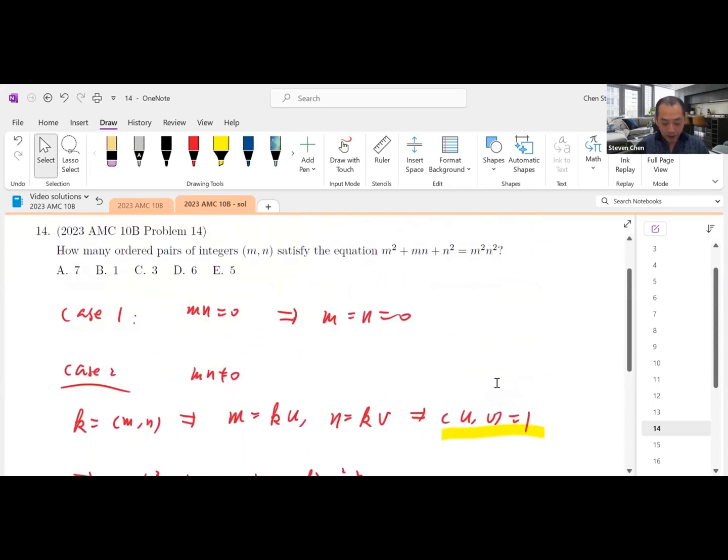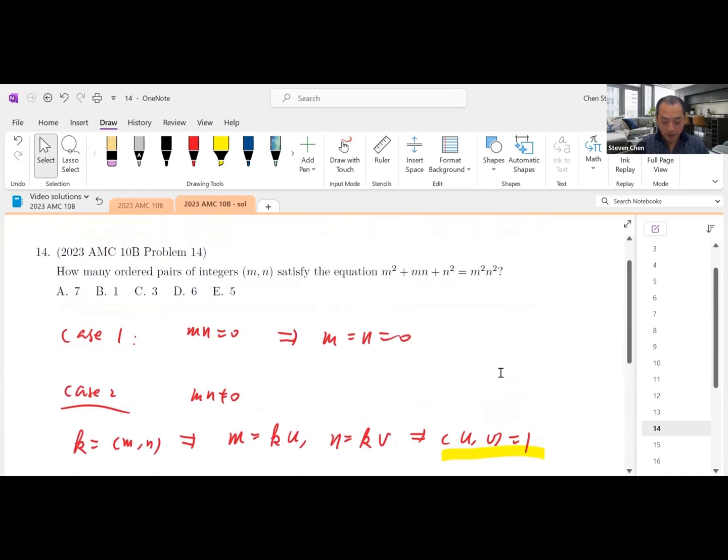Recall that in case 1, we found one solution. By putting the 2 cases together, the total number of solutions to this equation is 3. So the answer is C.